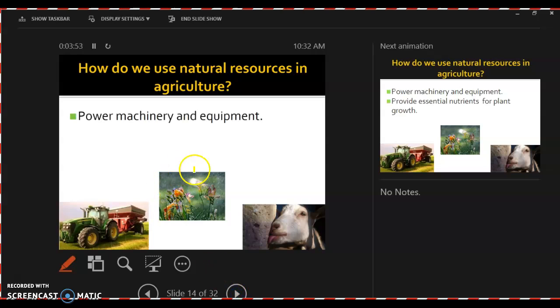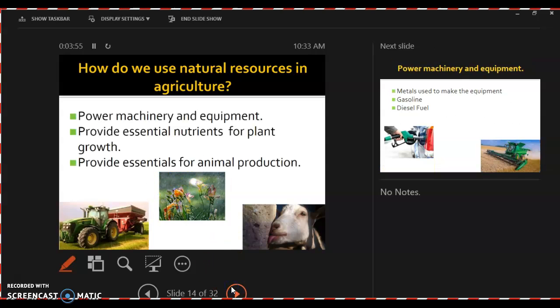Alright, so how do we use natural resources in agriculture? We have to have gas, and I'll break it down. The next couple slides break it down even more. So power, machinery, and equipment. You want to write down, how do we use natural resources in agriculture: power, machinery, and equipment. They provide essential nutrients for plant growth and provide essentials for animal production. If you really want to condense it some more, you can put power, machinery, and equipment, provides essential nutrients for plant growth, and essential for animal production.